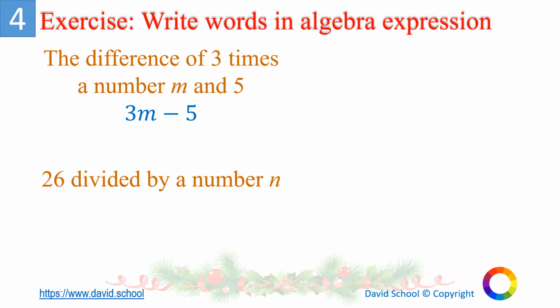26 divided by number n is pretty straightforward. It is 26 over n. 1 by 3 of a number p is 1/3 of p.